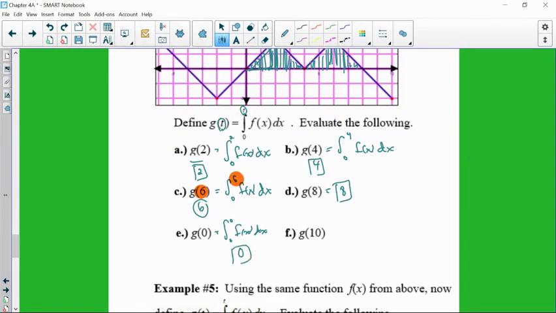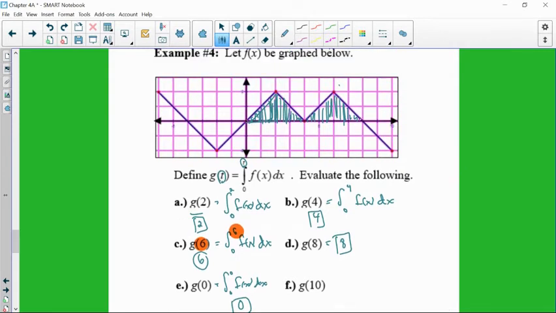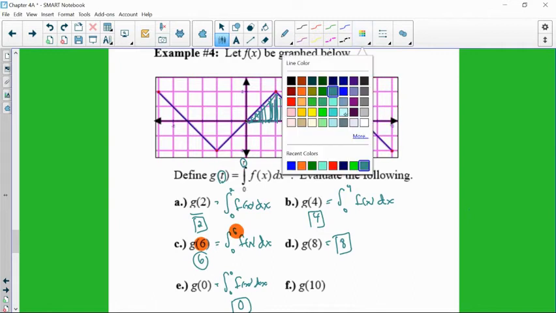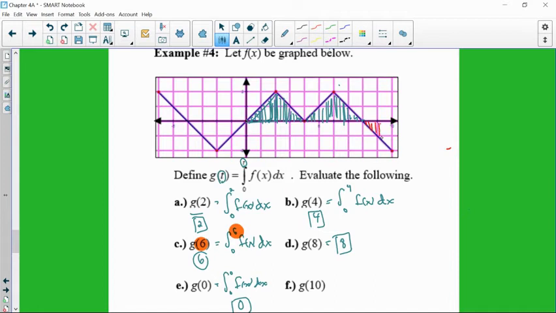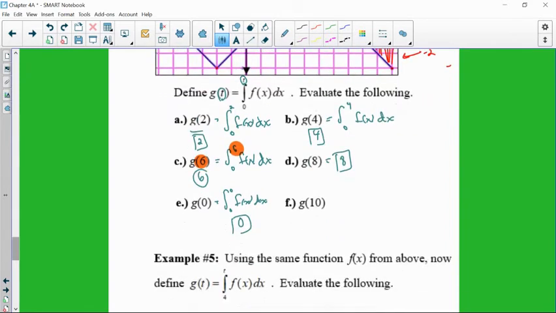And then g of 10. Thinking back, from 0 out to 8 we've accumulated 8, and then we're going to be accumulating, I guess red would be appropriate, 2 more units of area, but it's below the x-axis. So that's going to serve as a -2 displacement. So I have my 8 from before, take away 2 is equal to 6.